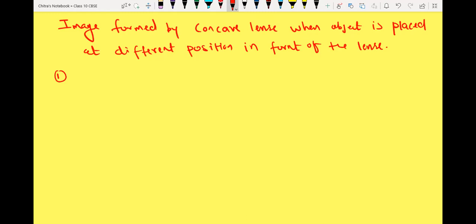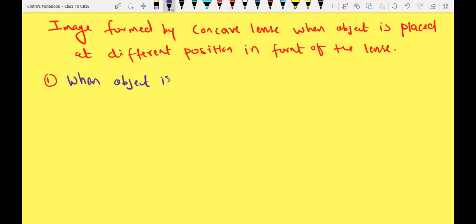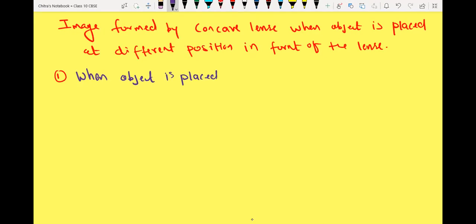Yes, for infinite distance we have the other one. Okay. So the first condition, when the object is placed at infinity. Number one, we have to discuss that first. So I'm just drawing the concave lens.